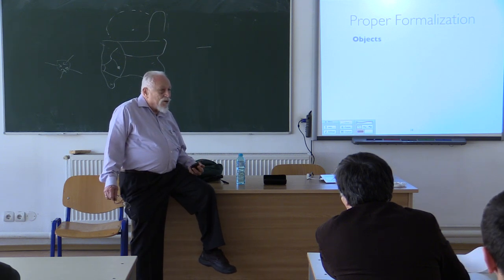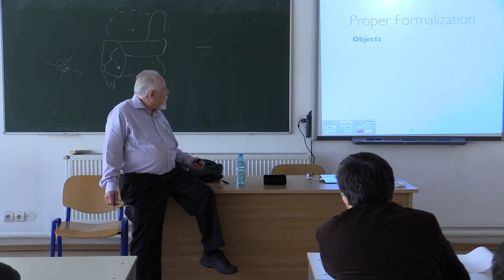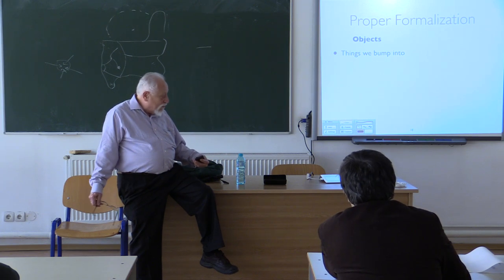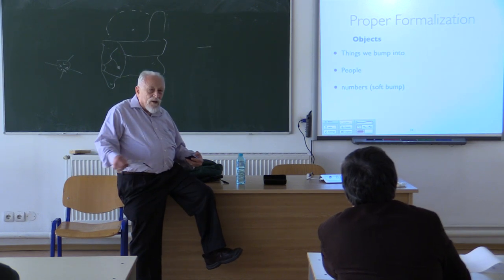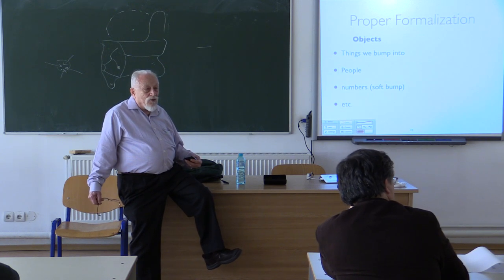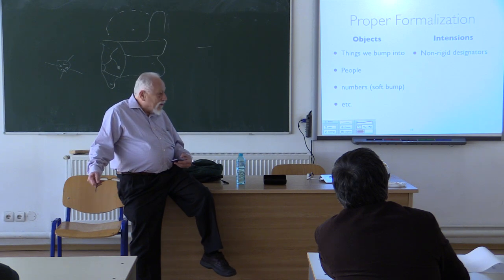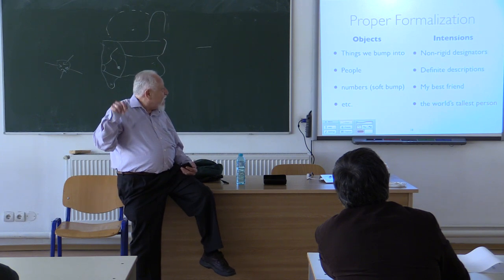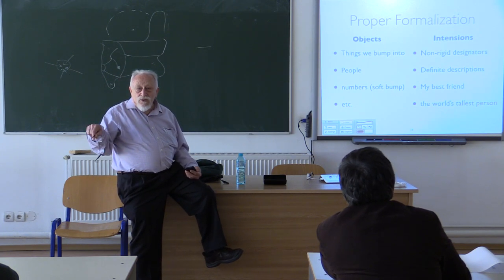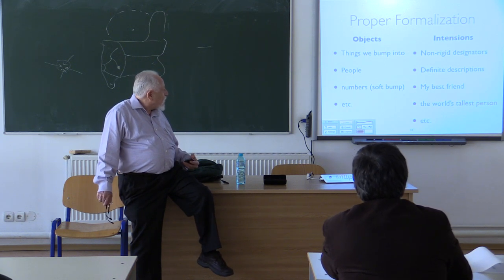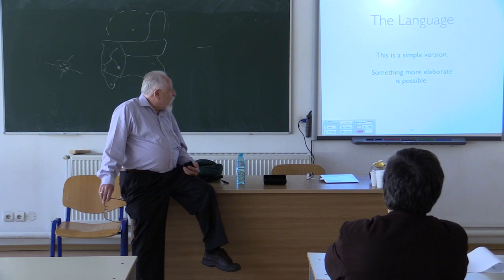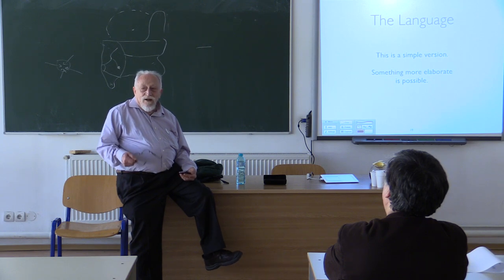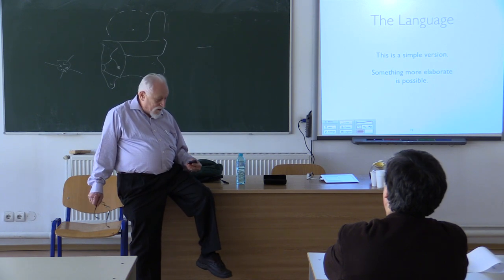So proper formalization. Assume we have objects, and well, formalization, I'm still being informal. They're the things we actually bump into. People, numbers, it's a kind of a soft one. Things of that nature. And intentions, non-rigid designators, definite descriptions, my best friend, the world's tallest people. The idea is intentions pick out objects under different circumstances. So the language we're using, this is a simplified version. One can have more complicated versions, and I'll say in what way a little later.